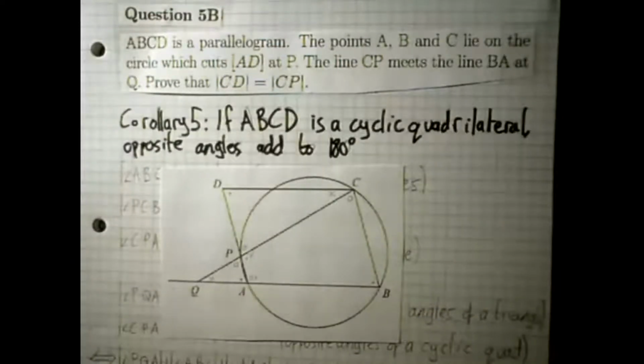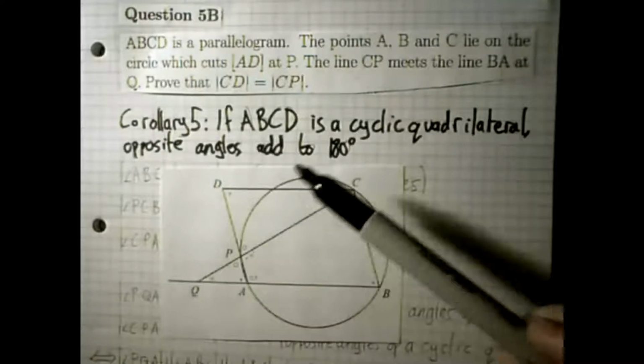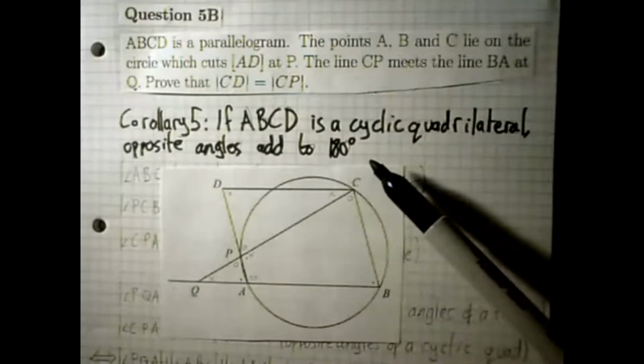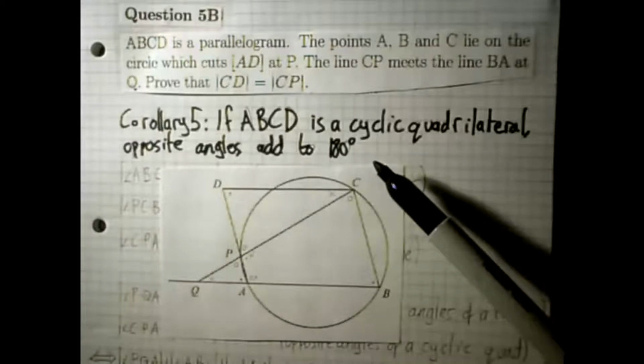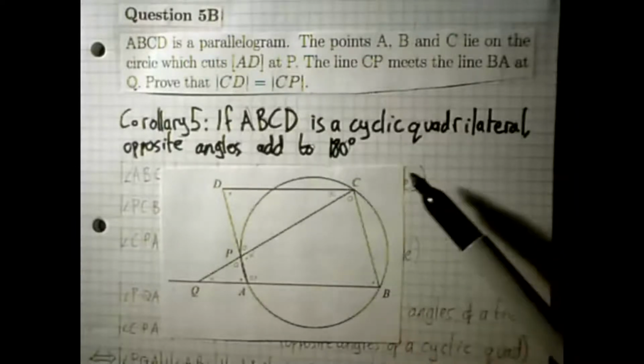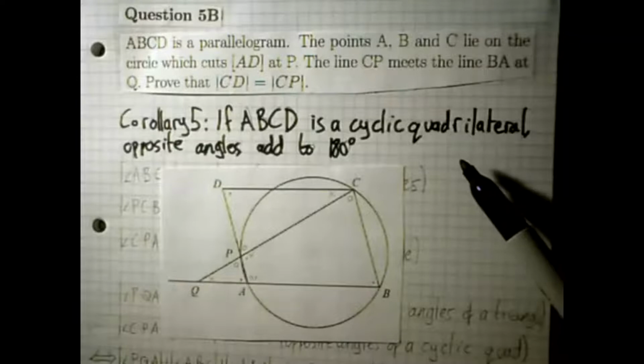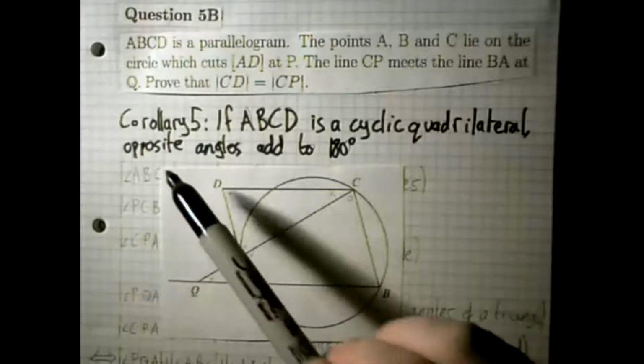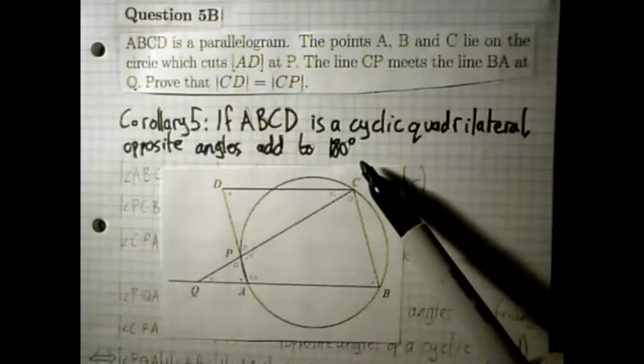You're going to need your theorems for this one. Firstly, just remember that ABCD is a parallelogram, so the opposite lengths are equal and they're parallel as well. Secondly, corollary 5 is a little bit obscure and might not spring to mind immediately. It's that if ABCD is a cyclic quadrilateral, in other words the four vertices of the quadrilateral are on the circumference of a single circle, then the opposite angles add to 180 degrees.